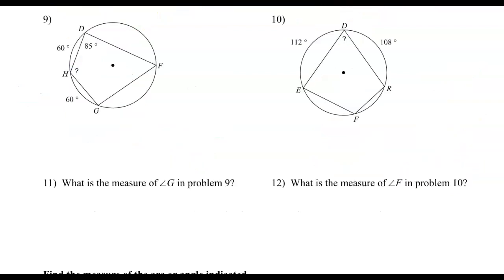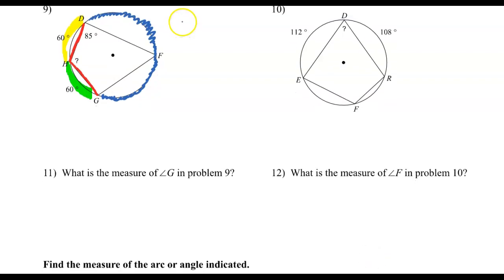For problem number 9, I want to find this red angle. So if I could find this blue arc going all the way around, I can take half to find the red angle. Well, we know the angles add up to 360, so the yellow arc and the green arc plus the blue arc add up to 360.